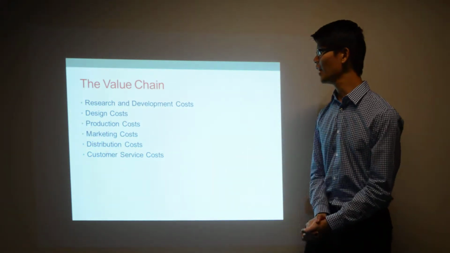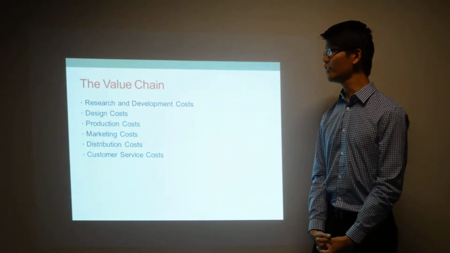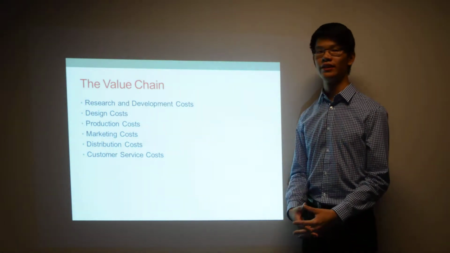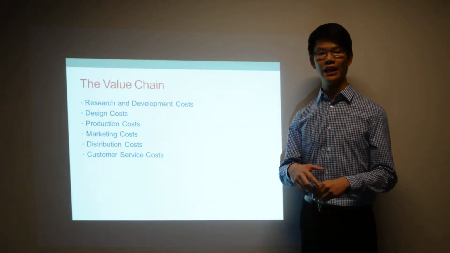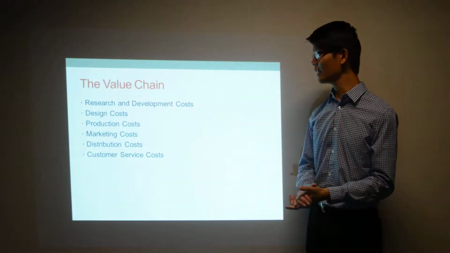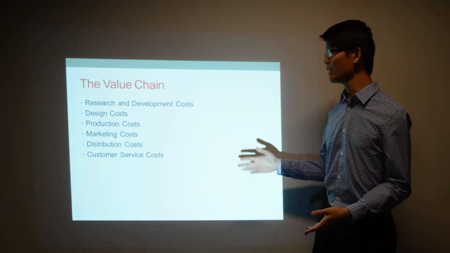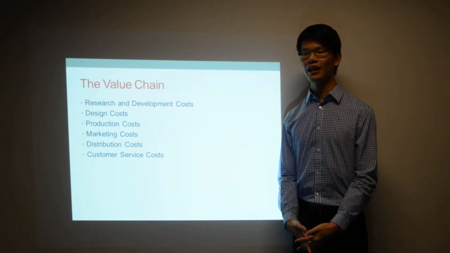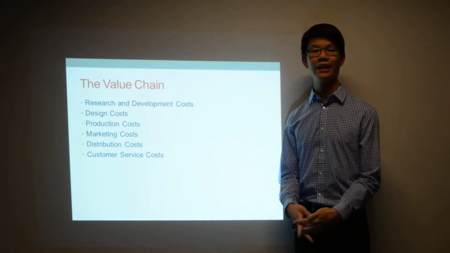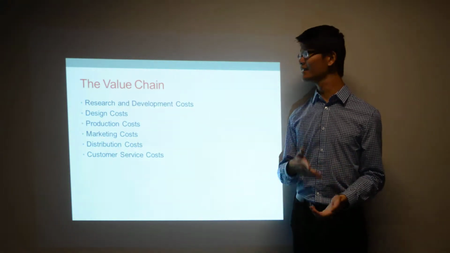So first we have research and development costs, where you're developing new products. Then you have design costs, which is in essence perfecting that product to make it something that you can sell to the market. You have production costs, which is just making the product, marketing costs, distribution costs, and customer service costs. That could include basic things like any warranties, any kind of customer support, support lines, etc.